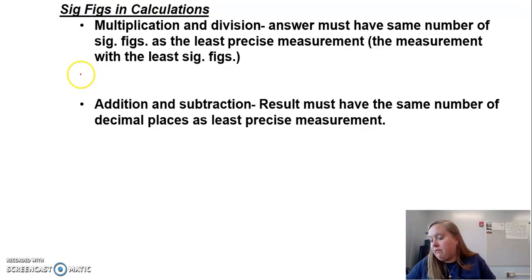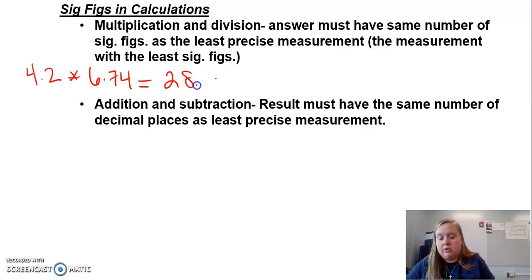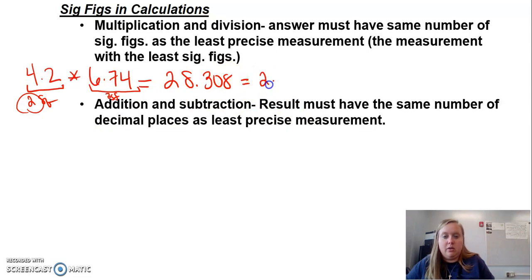So for example, if I am looking at multiplying 4.2 times 6.74, if you type this in your calculator, the calculator says 28.308. Well, that number has way more sig figs than you need, so look at the numbers you're working with. 4.2 has 2, 6.74 has 3. So you're going to go with the least precise, which would be the 2, which means your final answer needs to have 2 sig figs. So I would round this one to 28, and that would be the final number.